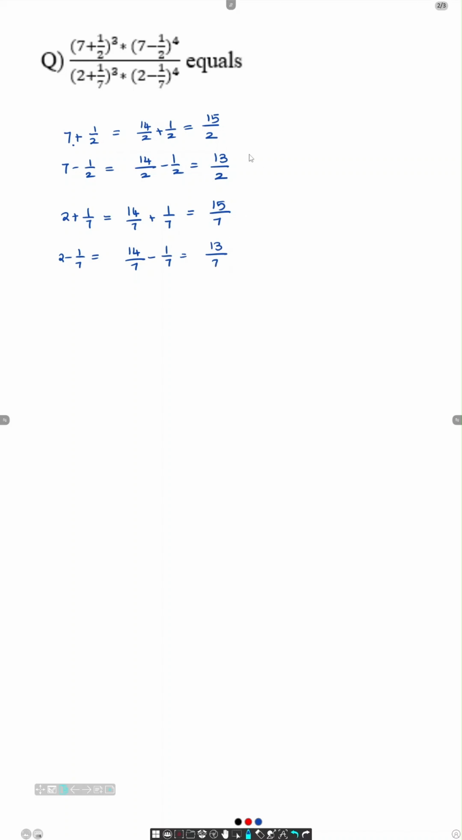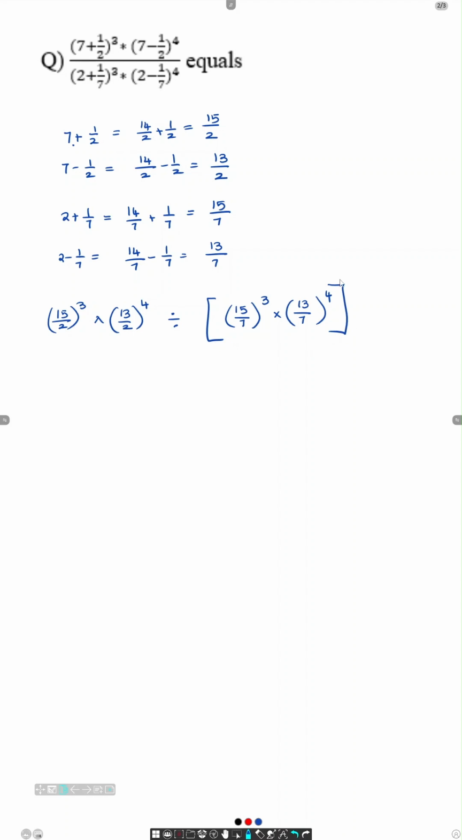Now I'll substitute these answers in the given expression. So I'll get (15 by 2) whole cube into (13 by 2) whole power 4, divided by (15 by 7) whole cube into (13 by 7) whole power 4.